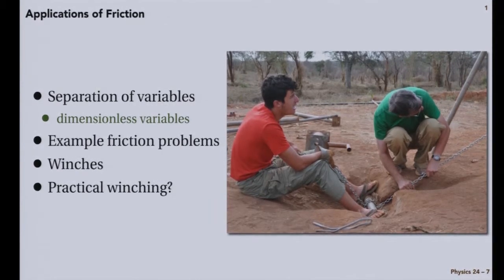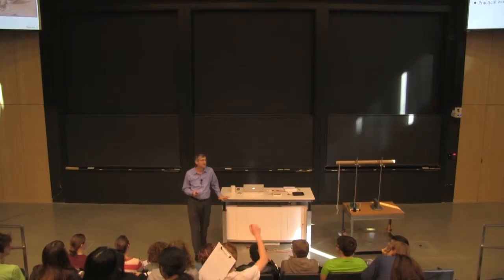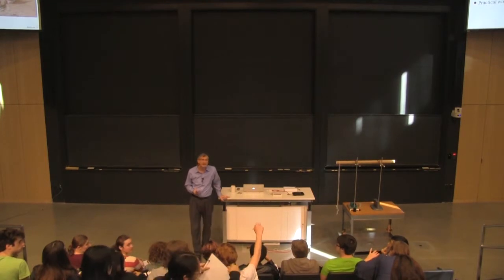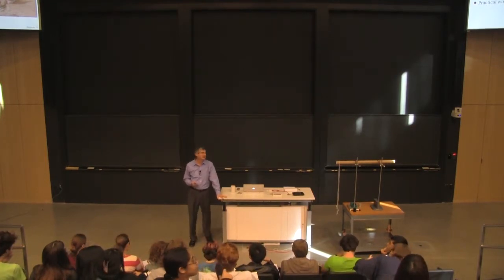And then I'm going to talk about winches. How many of you sail? 1, 2. Most of you are landlocked, apparently.